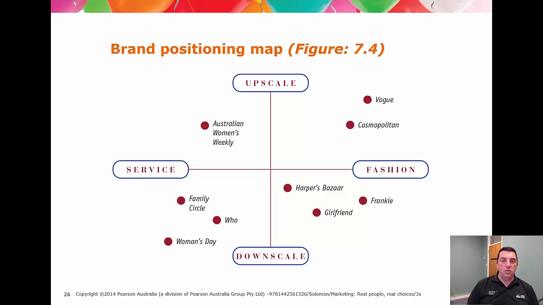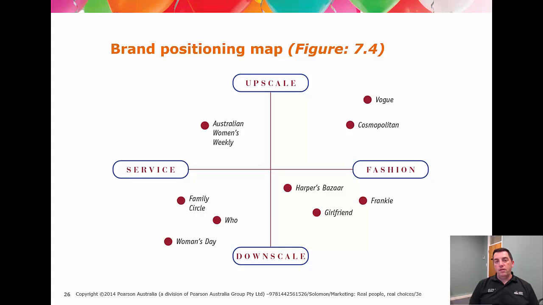This is one I've done up a long time ago. This is figure 7.4. So we've got upscale and downscale. This is women's magazines in Australia. Now upscale relates to how upscale do you see it? Is it very appealing to a very high-end consumer? And downscale means is it very trashy, full of lots of gossip and, you know, really bad pictures and images and things like this?